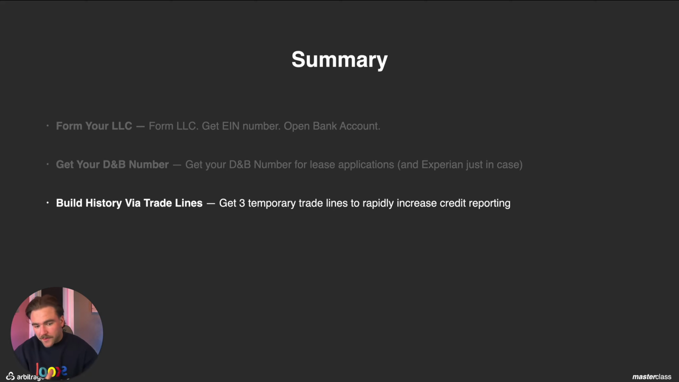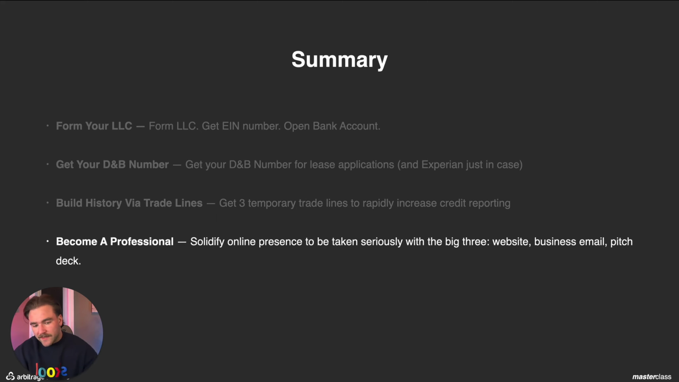To do that, you build history via trade lines. So you get 3 temporary trade lines to rapidly increase credit reporting. We're playing the game. Eventually, you'll have credit through actual business operations as well. So this is just to get you started quickly. And then lastly, while you're doing all this, you become a professional. You solidify online presence to be taken seriously with the big 3. Website, business email, pitch deck. That's all it is, guys.